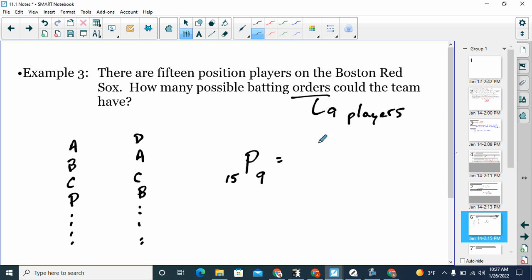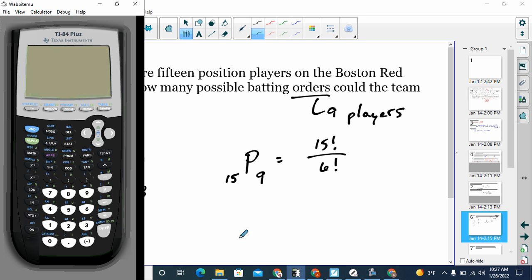Using the formula, it is n factorial over n minus r factorial. On our calculator then, type in 15 factorial, which again is under math, probability, it's number 4. And divide by 6 factorial. And that's a lot. About 1.8 billion.